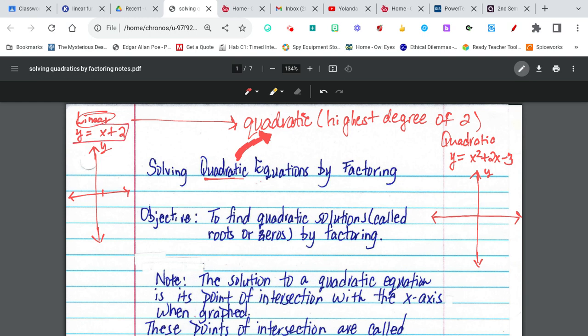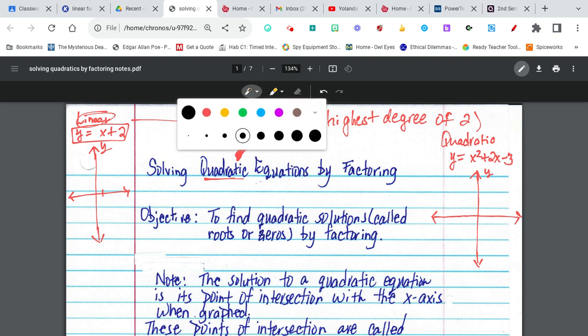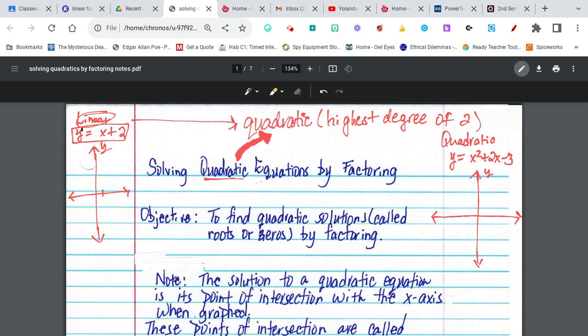This is a linear equation. It has a degree of 1. The highest degree is 1. For instance, here, the exponent on the y is 1, and the exponent on the x is 1. So out of all three terms, even the 2 is a term: the y, the x, the 2, those are three terms. Out of all three terms, the highest degree among the three terms is 1. So we say it's linear.